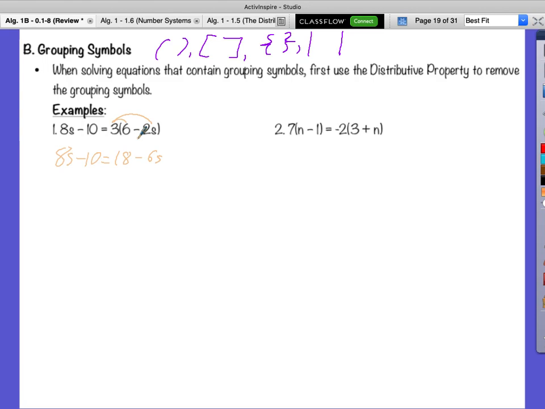So, distributed. Okay. So you gotta add.